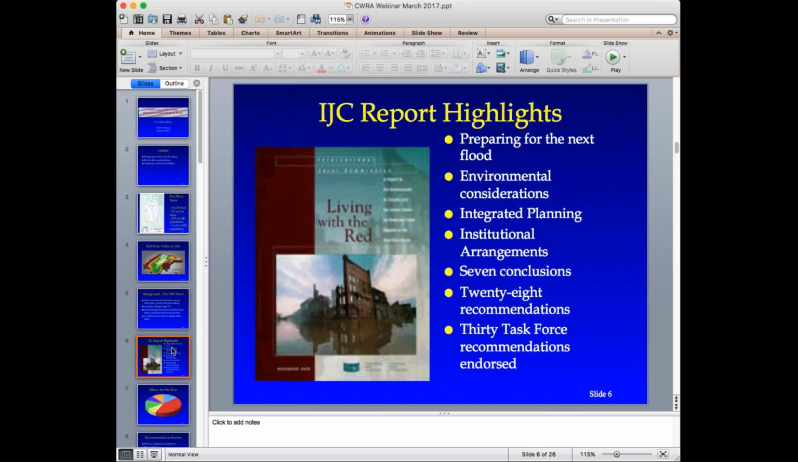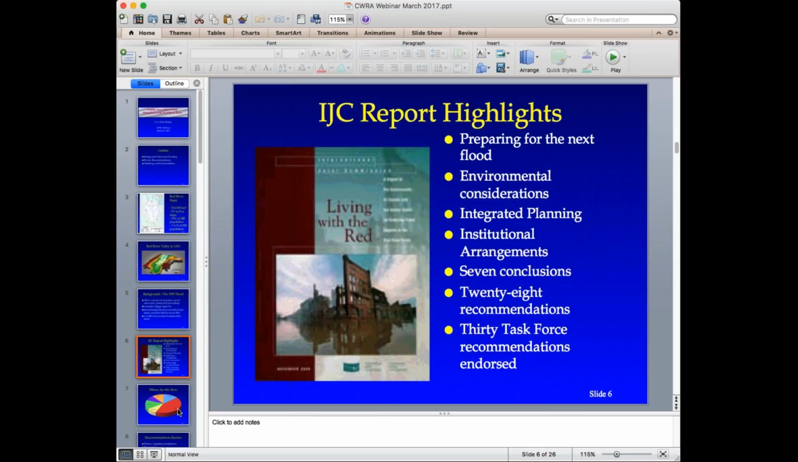That report covers a number of items listed on the screen, but sort of preparing for the next flood, there were a number of environmental considerations. There was a pitch for more integrated planning related to flood management, and some discussion of institutional arrangements in the Red River Basin. The report had 7 conclusions and 28 recommendations. Also, the task force had made a number of reports and recommendations, and 30 of those were just accepted by the IJC and reiterated in the report.